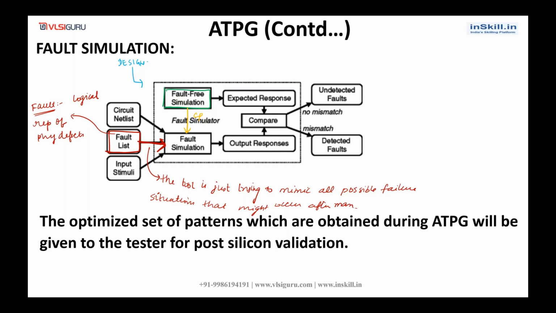What are all the possible manufacturing defects that might occur? Everything the tool will induce into the design, into the created copy of the design. So why is it called a fault? Fault is nothing but the logical representation of a physical defect. So that is why it is called a fault list. By doing this, the tool is just trying to mimic all possible failure situations that might occur after manufacturing.